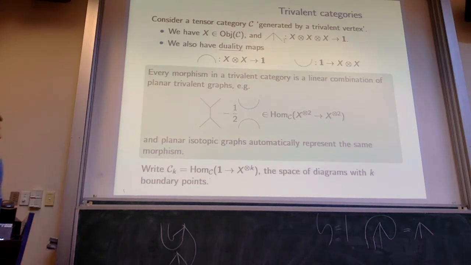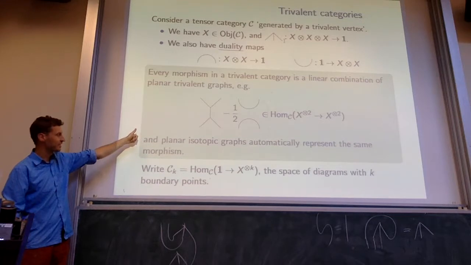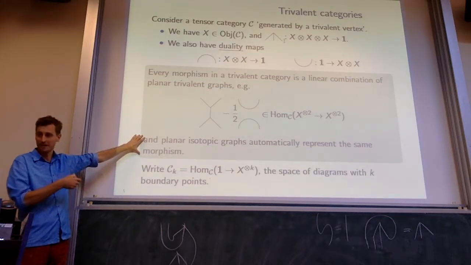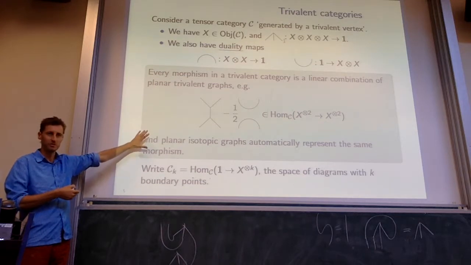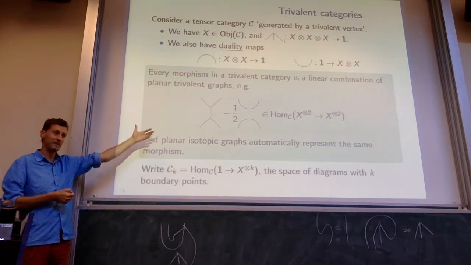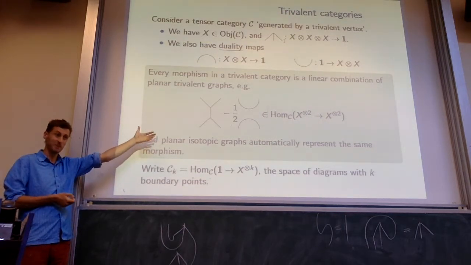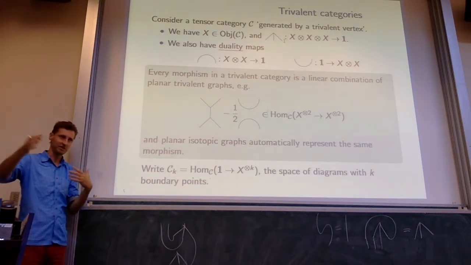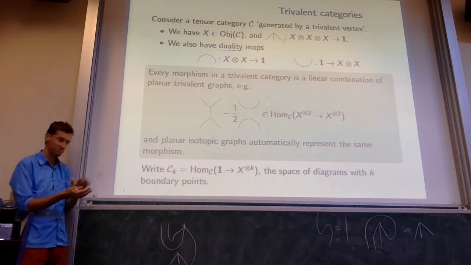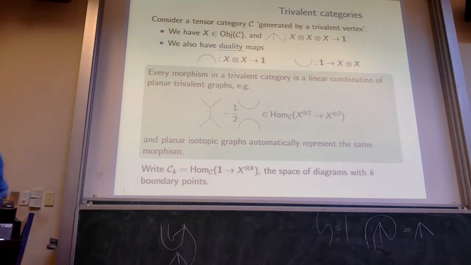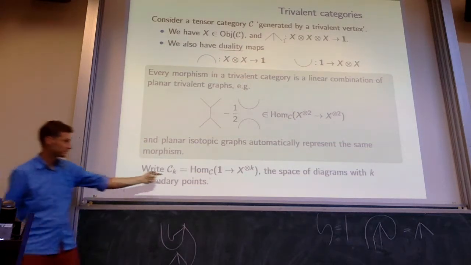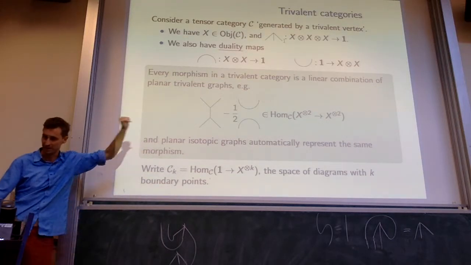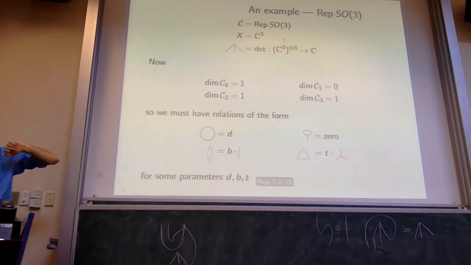Okay. And because we're looking at a tensor category, the rule is just that anytime you have two graphs which are isotopic by a planar isotopy, they're just the same morphism. Okay? So really we're just looking at planar trivalent graphs embedded in the plane, and maybe there are some linear relations amongst them, and the tensor category structure is just sticking diagrams together. Okay. Let's write C subscript k for the space of diagrams with k boundary points. So that's a typical element of C subscript 4.